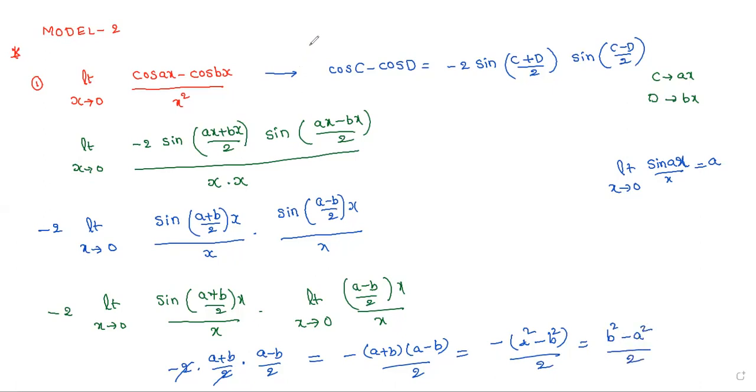Okay, right. Next problem, the second one: limit x tends to 0 of sin of (a plus bx) minus sin of (a minus bx), by x. Okay, what is the formula? Please observe.